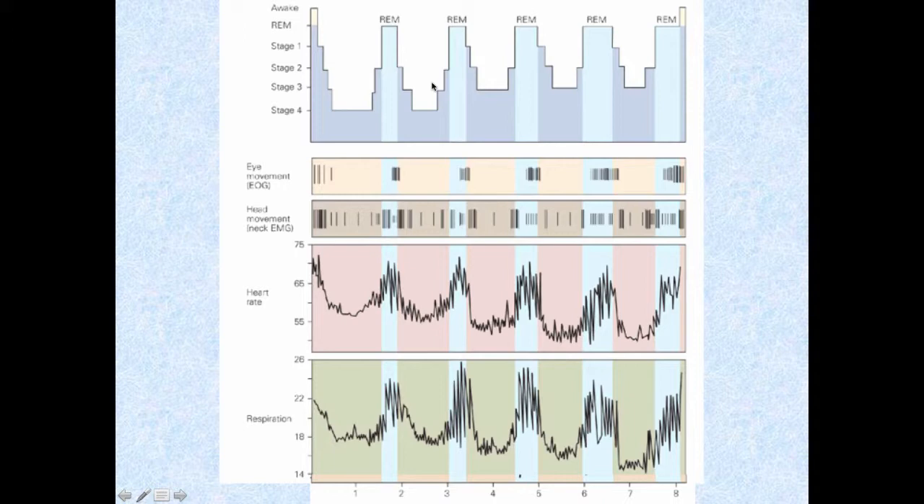And you can see at the top here that it takes about 90 minutes to an hour from the onset of sleep to move through all 4 stages of non-REM sleep, and to then move through and complete the REM stage of sleep.